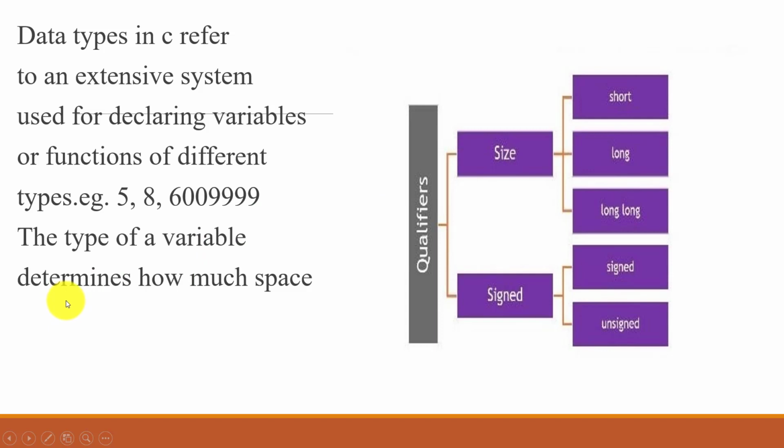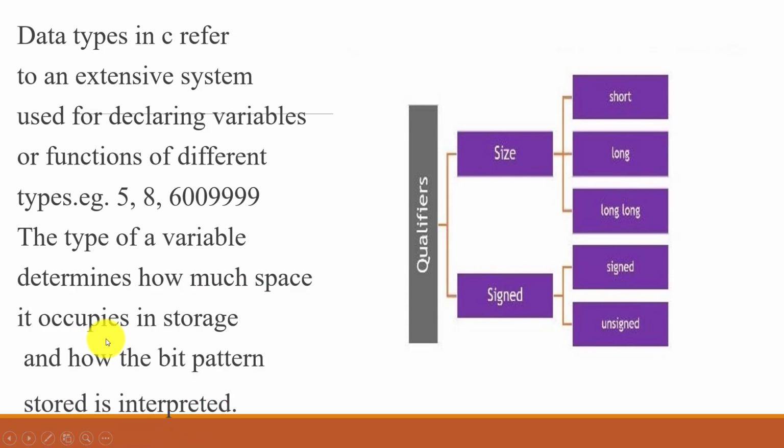Now, the second thing is that the type of variable determines how much space is occupied in storage, or how much bit pattern can be stored. Again, it depends on your computer system, whether it is 16-bit, 32-bit or 64-bit. So according to that specification, you can store your variable in memory.